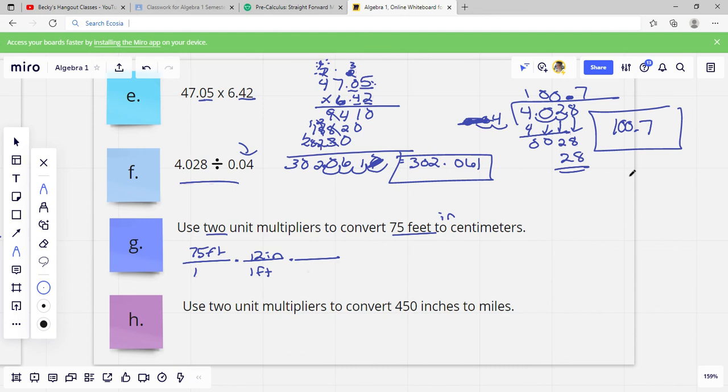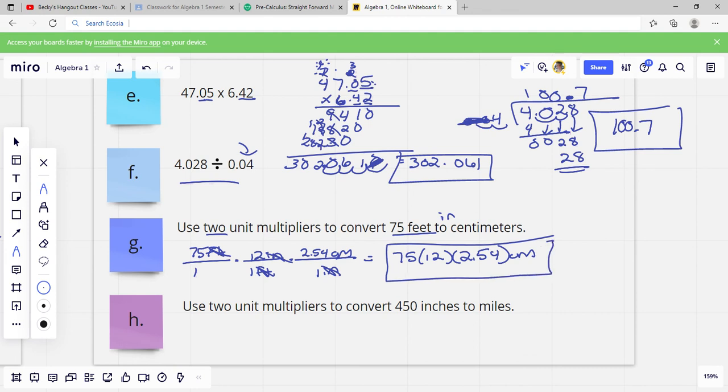And then I know there are 2.54 centimeters in 1 inch. Now, if you can't remember all of those converters, just look back at that chart on page 21. All right, now my feet and feet cancel, and my inch and inch cancel, and I'm left with 75 times 12 times 2.54 centimeters. And you did not have to multiply all that out. That is the answer. That is in the answer key. Okay, that's all you have to do.